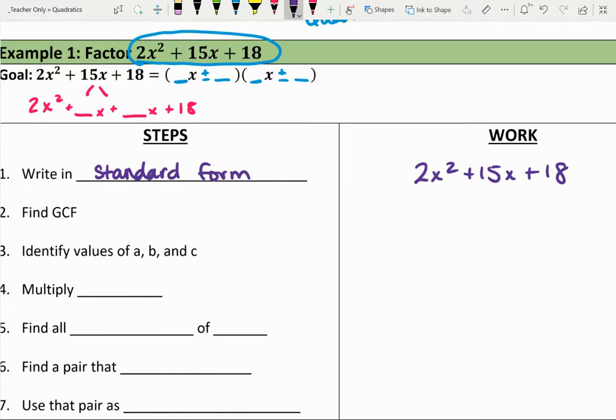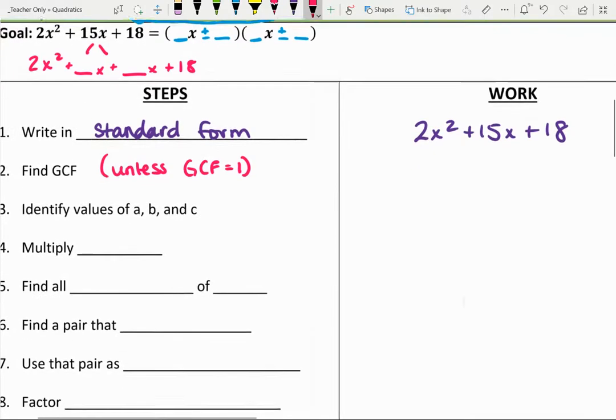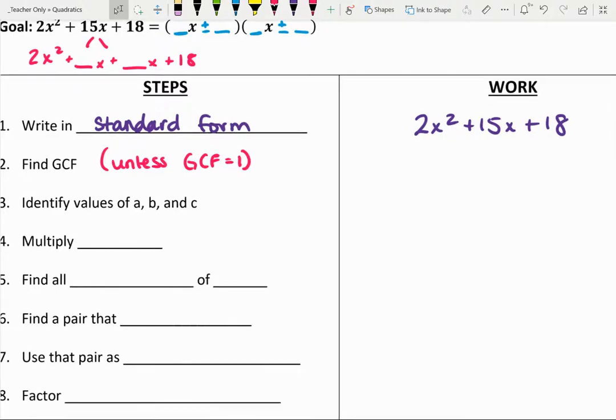Step 2 is we always want to check for a greatest common factor. So we want to look at those 3 terms, 2x squared, 15x, and 18, and see what the greatest common factor is. So our greatest common factor here is 1. And normally I would say let's factor out our greatest common factor, but if it's just 1, it's not going to make a difference. So I'm going to make a little caveat here: unless our greatest common factor is equal to 1. If our greatest common factor is equal to 1, then we skip and we're ready for step 3.